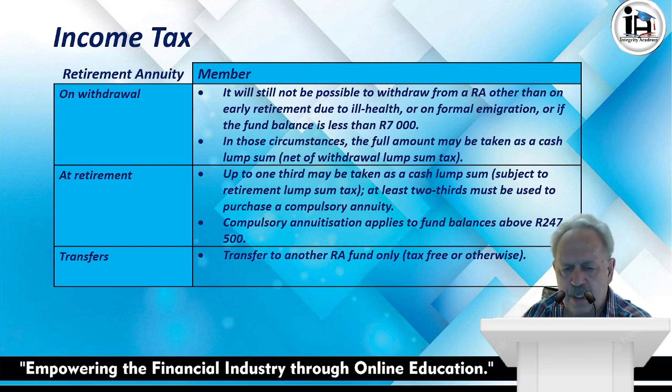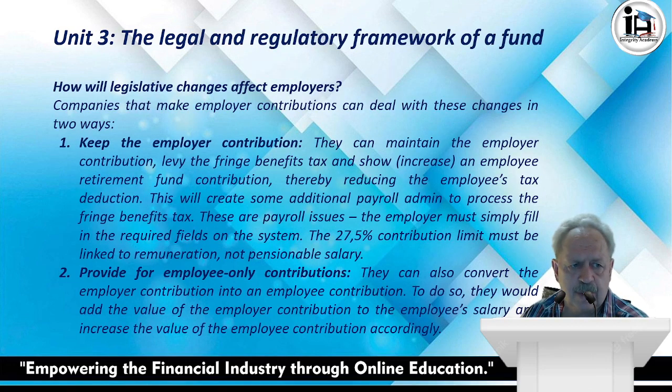It's treated exactly the same as a pension fund, subject to retirement lump sum tax. At least 2/3 must be used to purchase a compulsory annuity. The compulsory annuitization applies to fund balances above 247,500. So that's the same across all three funds. Transfers to another retirement annuity fund only. So you can't transfer it to a pension or a provident fund, only to another retirement annuity fund.